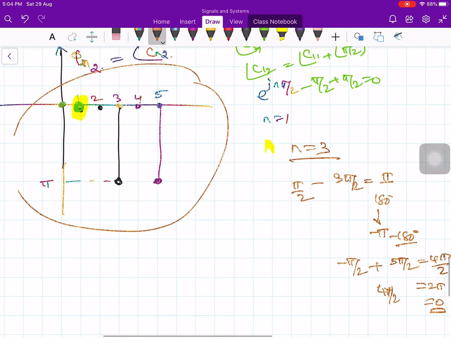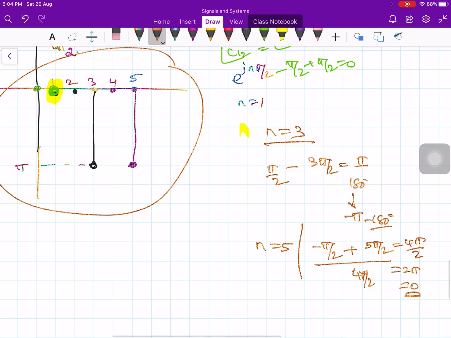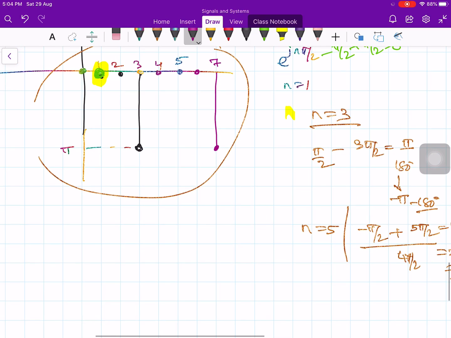Actually I made a mistake here. When n equals 4, what is the value? When n equals 5, minus pi by 2 plus pi by 2. Therefore at n equals 5, this is 0. I'm sorry. At n equals 0, we don't have any value. Again at n equals 7, then you will have another pi. So like that. Okay, this is my phase spectrum. Please, I made a mistake.